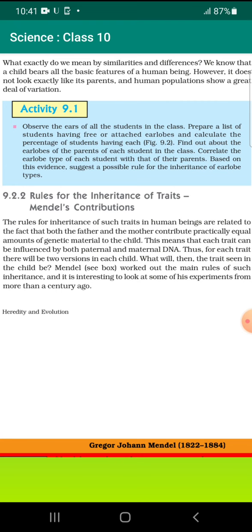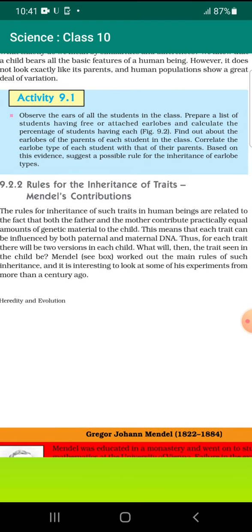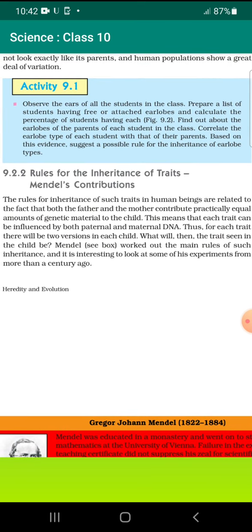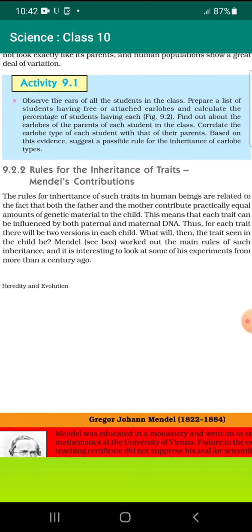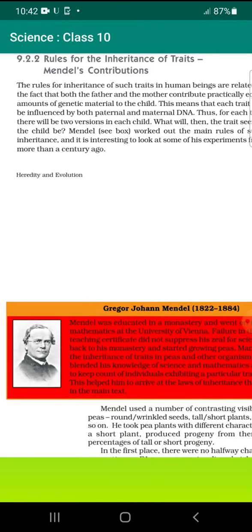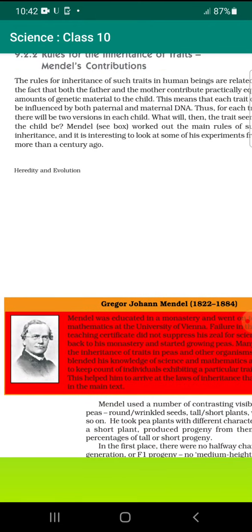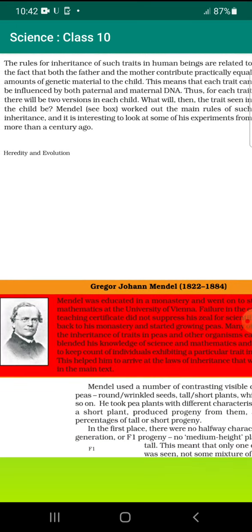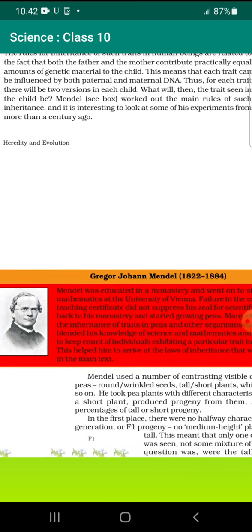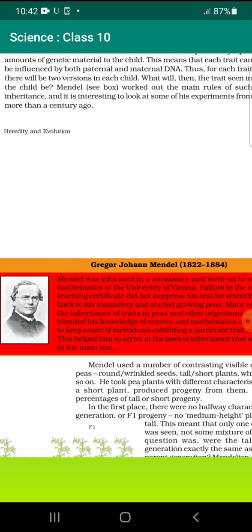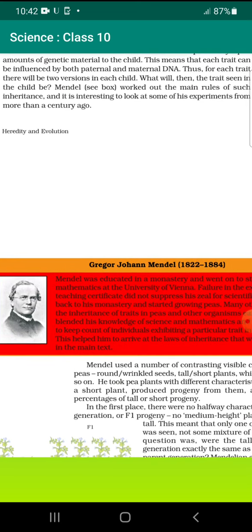We know that a child bears all the basic features of a human being. However, it does not look exactly like its parents, and human populations show a great deal of variation. Rules for the inheritance of traits: the rules of inheritance of such traits in human beings are related to the fact that both the father and the mother contribute physically equal amounts of genetic material to the child.